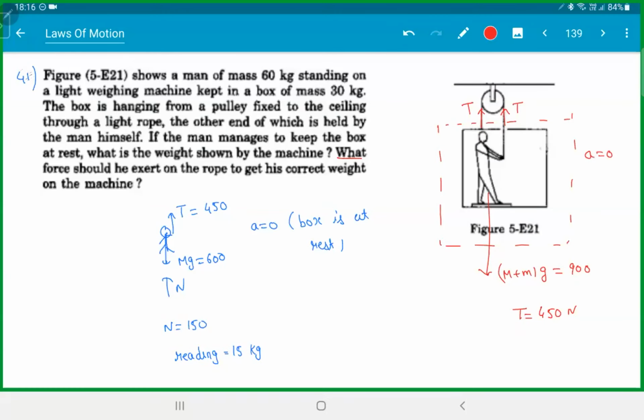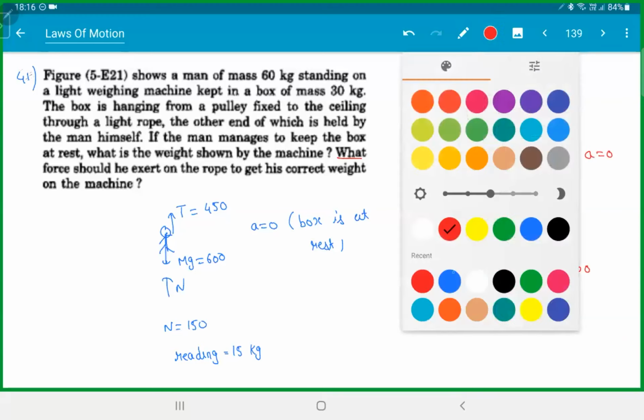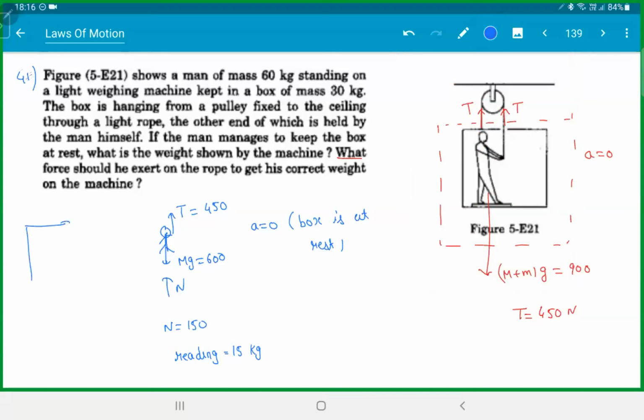Please ask me, anyone confused with this, what I did? Or you don't like to take the full thing as an FBD, you could have done this also. You can just draw the box's FBD. Then the diagram would be N, small mg, which is 300, and this is tension. This also works.